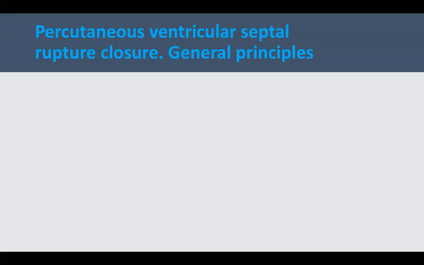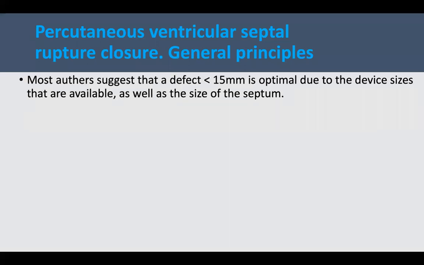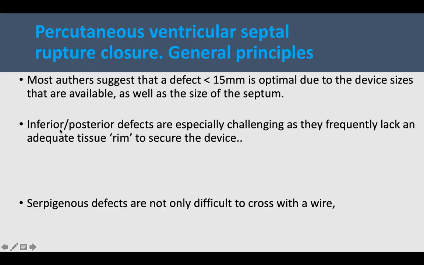What are the general principles of percutaneous device closure? Most authors suggest that a defect of less than 15 mm is optimal because of the device sizes, but you will see case reports where even bigger defects have been done, and it depends on the size of the septum. Inferior and posterior infarcts are very difficult because there is no rim, the tricuspid valve is nearby, the mitral valve is nearby, so you may have difficulty with percutaneous device closure in inferior posterior defects.